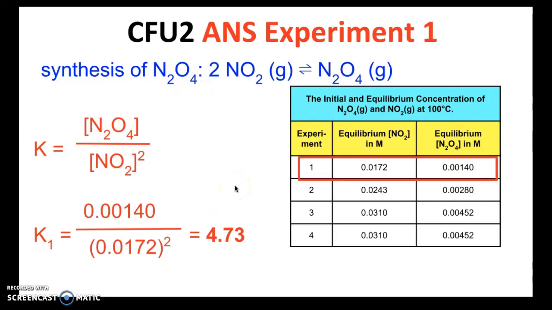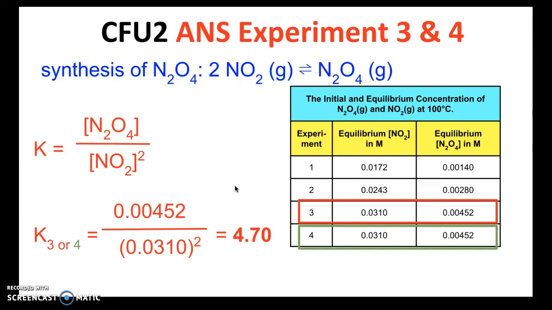So that's experiment 1. If you chose to do experiment 2, then again, you would do the same thing, plugging in different numbers. The value is about the same, 4.74. That should make sense, because the equilibrium constant is a constant at a given temperature. Since all of these reactions are occurring at 100 degrees Celsius, the K should be the same. Last one, if you're doing experiment 3 or 4, the values are the same at equilibrium, so you would get the same numbers once you plug them in.